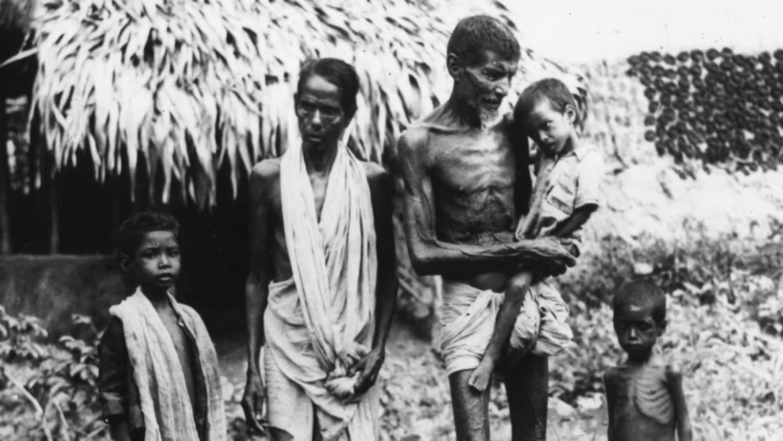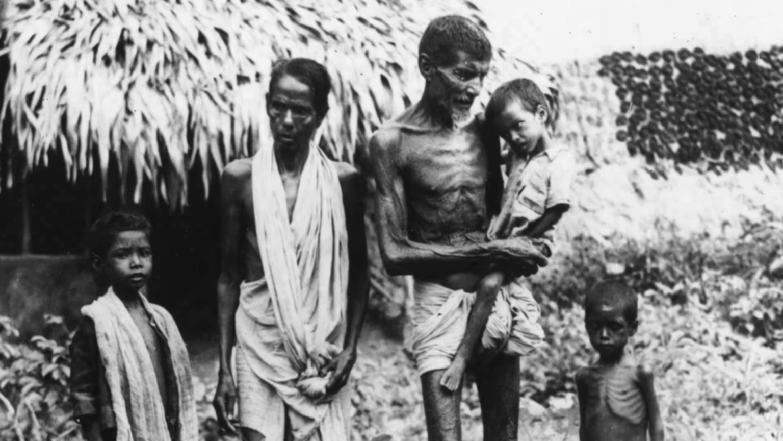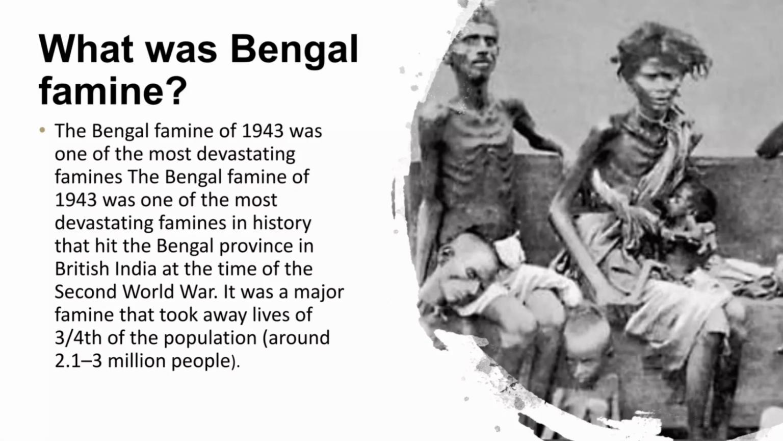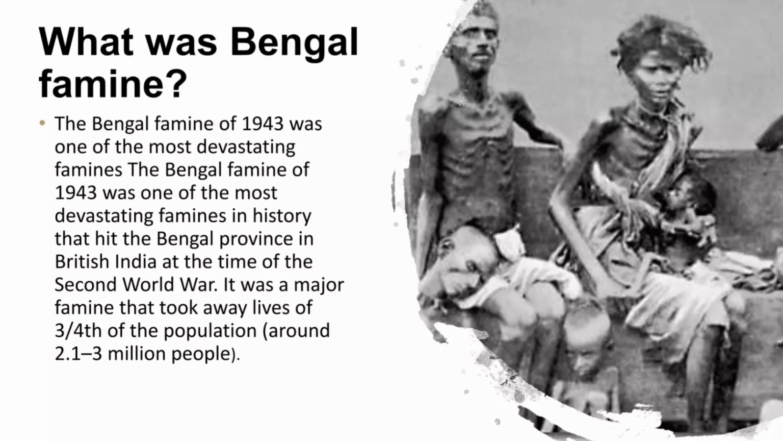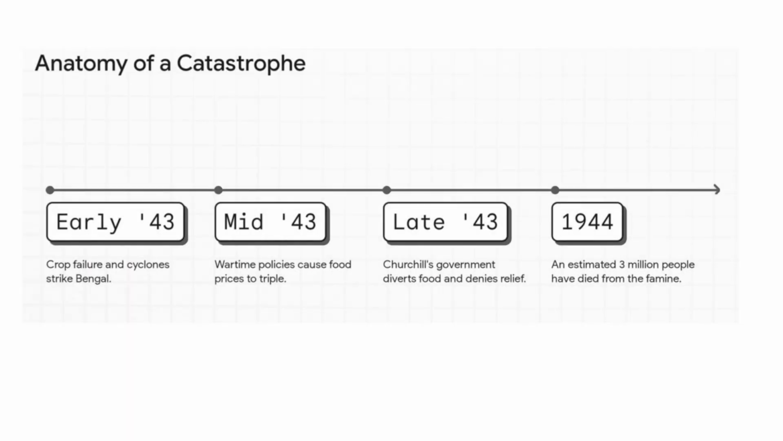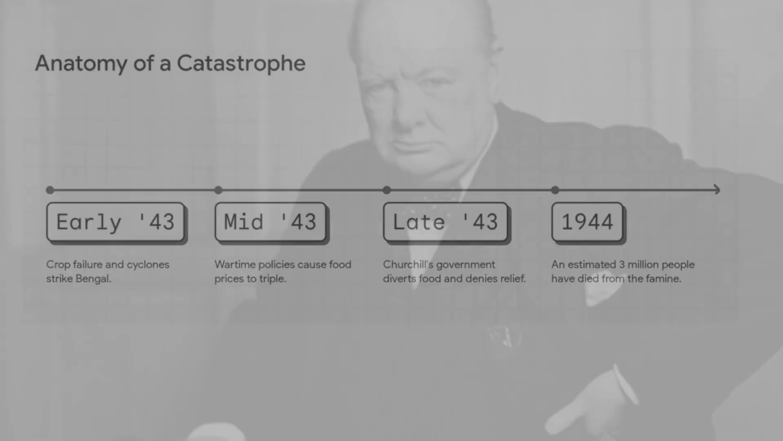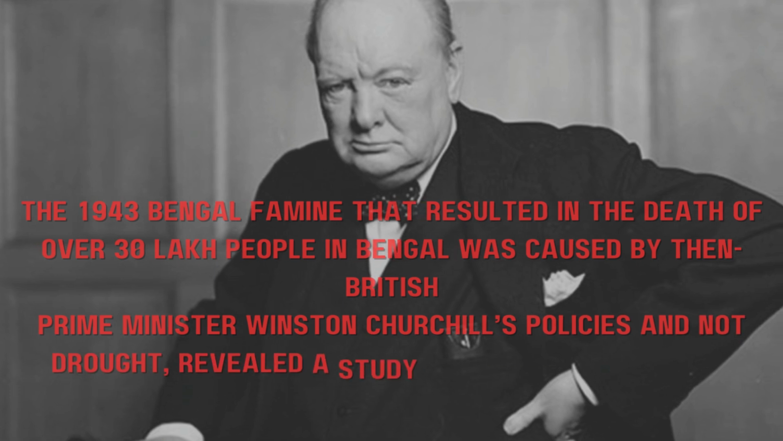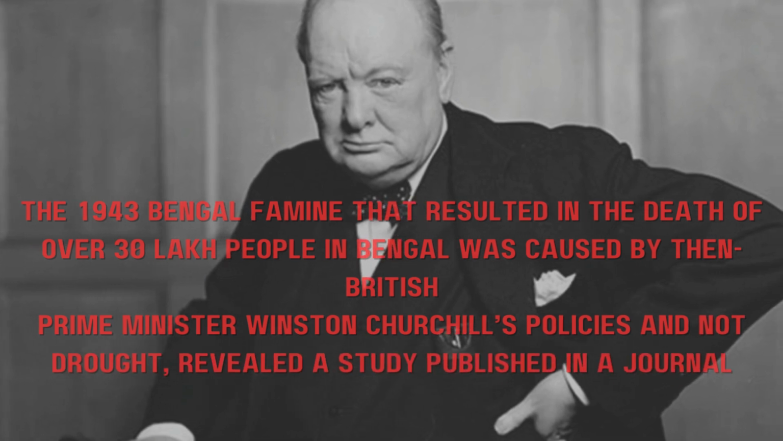Now let's see what happens when all of these policies, the drain of wealth, the shift to cash crops, and these crushing taxes all converge into one horrifying event, the Bengal Famine of 1943. So, the disaster started with crop failures and cyclones, but it was colonial policy that turned this crisis into a full-blown catastrophe. Wartime inflation sent food prices through the roof. Then, as people began to starve, Winston Churchill's government actually diverted food to the European war effort and repeatedly denied requests for relief shipments. The result was just horrific. An estimated 3 million people died.